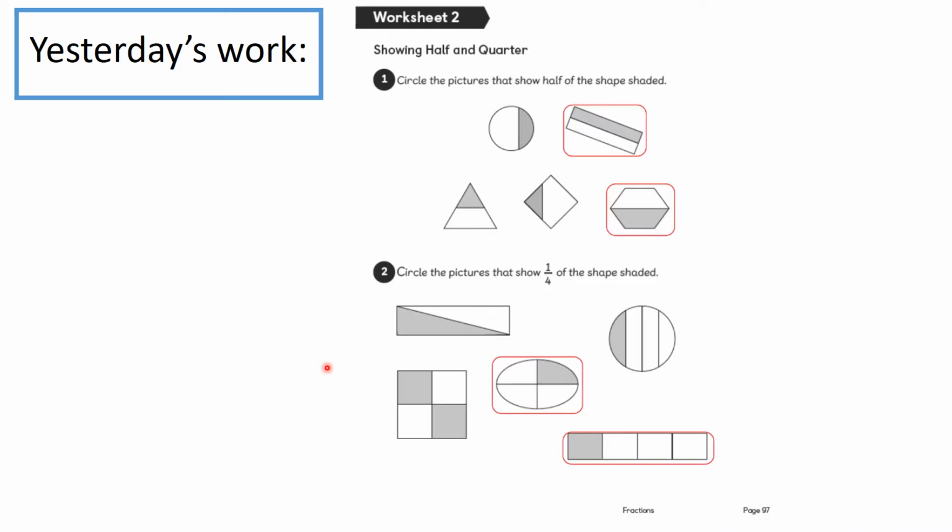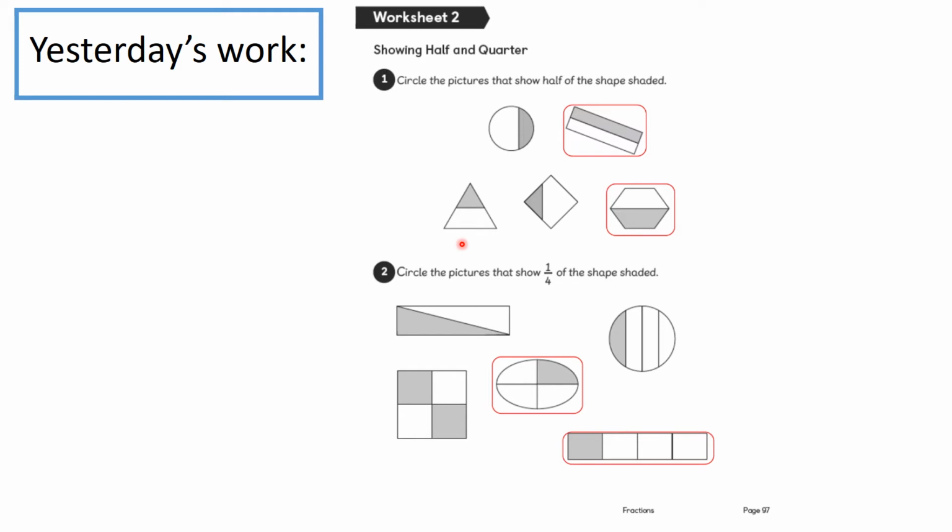Okay, let's start by marking our work from yesterday. Question 1, we needed to circle the pictures that show half of the shape shaded. Now we know if we're looking out for 1/2 that there needs to be 2 equal parts in the whole shape. So this rectangle has 2 equal parts and one of those is shaded. So this one is showing me half of the shape shaded, and so is this one down here. Half is shaded because 1 out of the 2 equal parts has been shaded in.